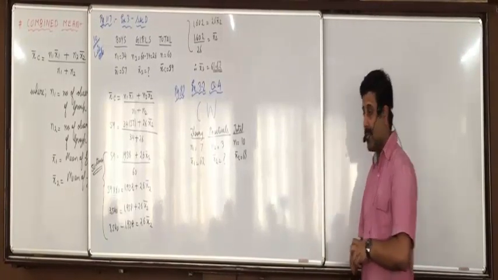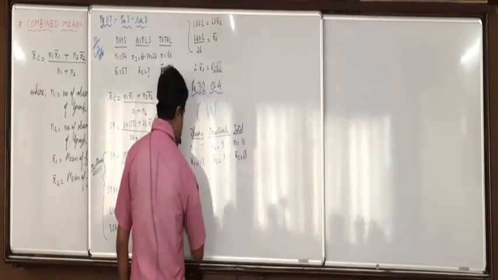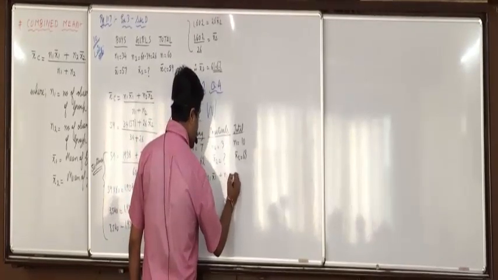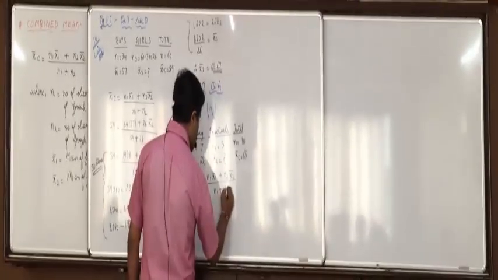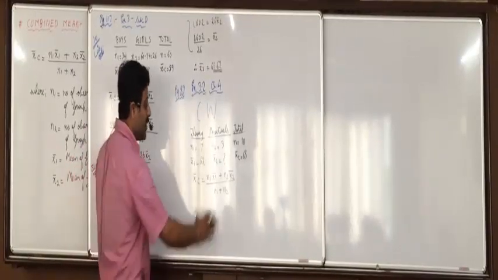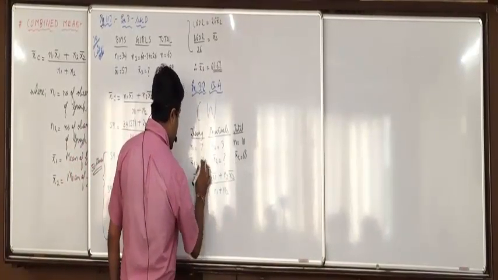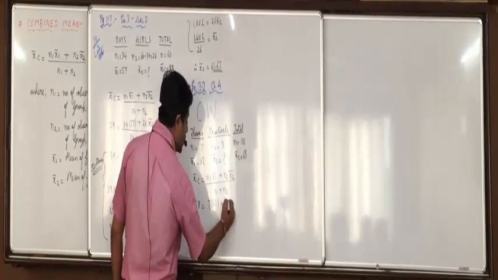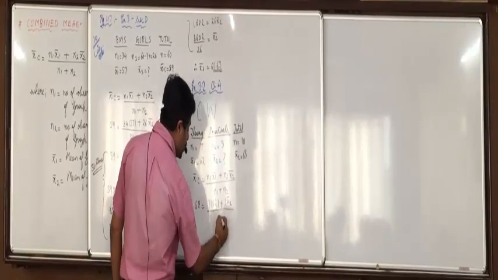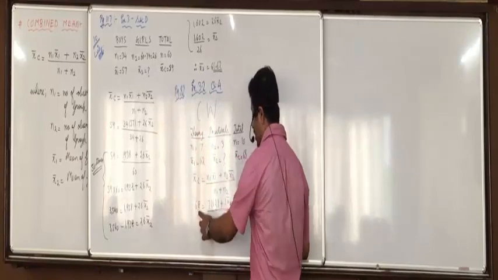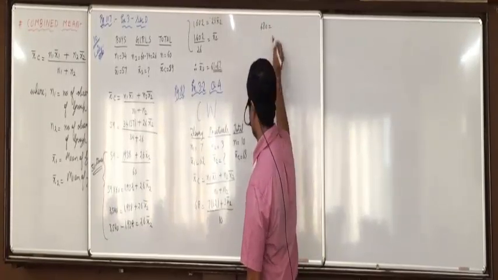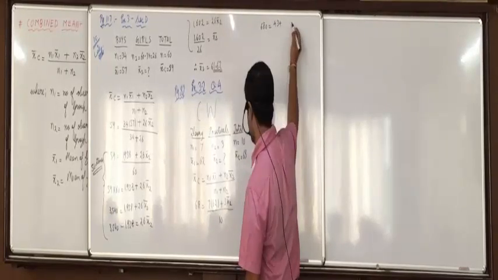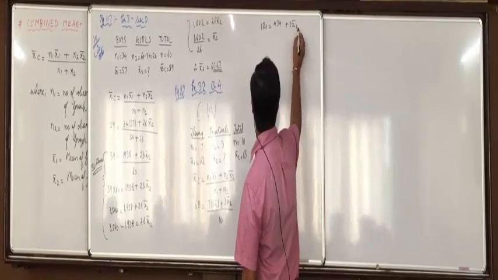Yes, did you all get the answers? Be attentive now. X bar C is given as 68. N1 is 7 into X1 bar is 62, plus N2 is 3, X2 bar we have to find, upon N1 plus N2, I am directly writing as 10. Now 68 into 10, 680. 7 into 62 will be 434, plus 3 X2 bar.